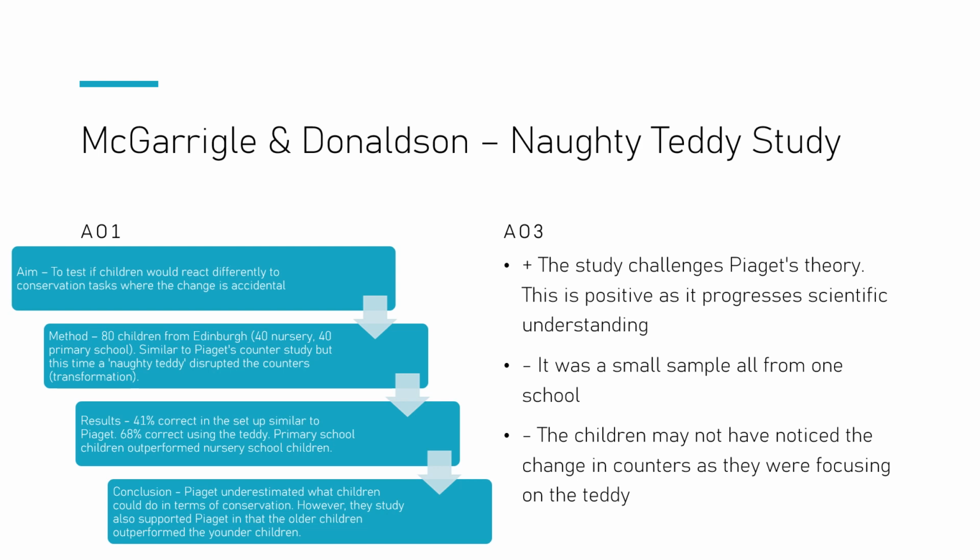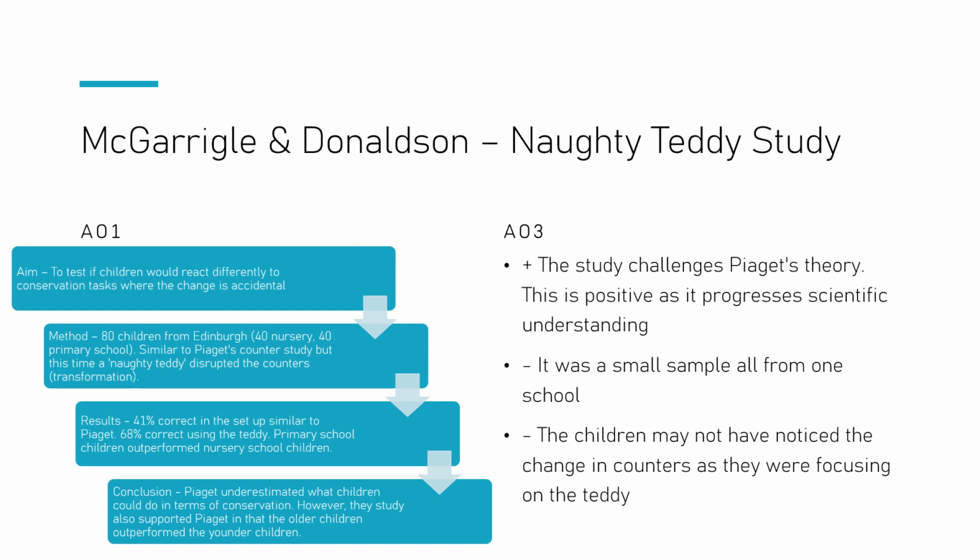They had 80 children, 40 were from a nursery, 40 were from the same primary school, and that was the method of the study. What did they find? Well, they found that when they repeated what Piaget had done, so the researcher purposely changed the counters, only 41% of the children were able to say that it was the same amount of counters. So there was more wrong answers. Whereas when it was the teddy, 68% were able to correctly say that it's the same amount of counters.